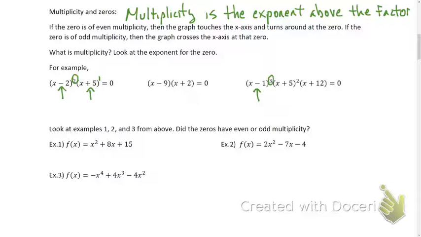And then we follow the 2 rules at the top of the page. So if it's even, we know the graph hits the x-axis and turns around, or bounces. I just write bounces because I want to write a little less. If the multiplicity is an odd number, then it crosses the x-axis.